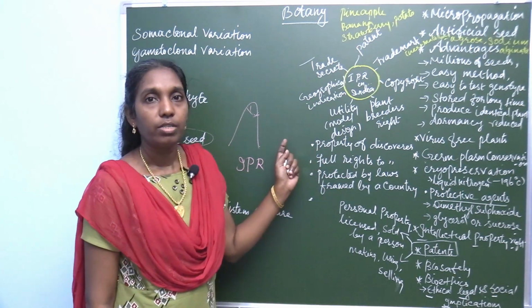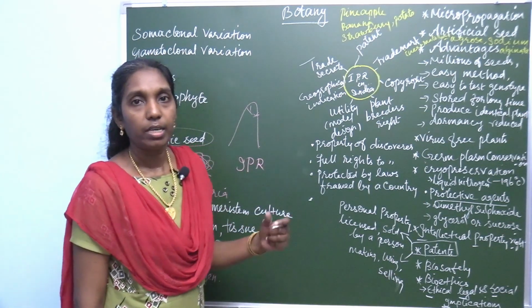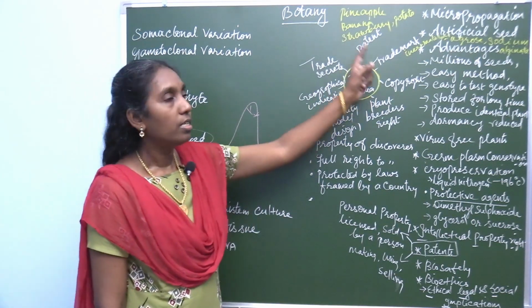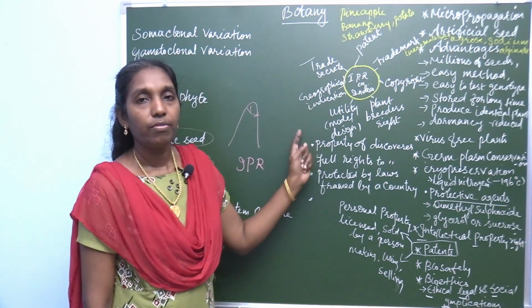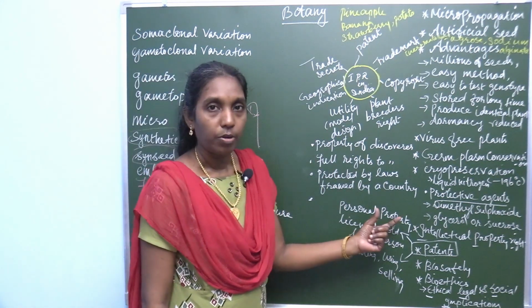In America, 17 years of patent is given, but in India only 5 years of patent can be given. So it depends upon the country. In each and every country, the patent period can be altered. It depends upon the country.